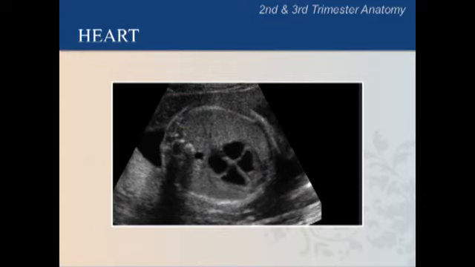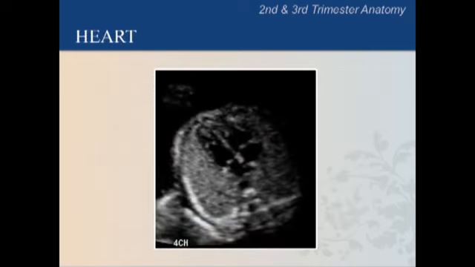Here is a transverse or cross-section through the chest. You can see the 4 chambers of the heart. We have placed a star inside each of these chambers to mark the location. The heart chambers contain blood, so they are anechoic. The walls of the chambers are echogenic.